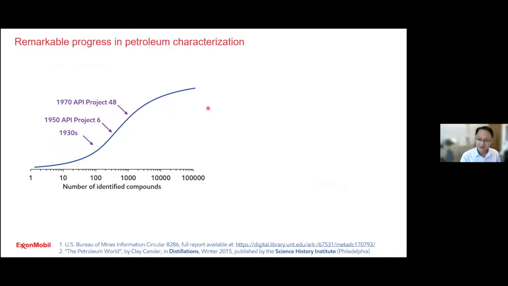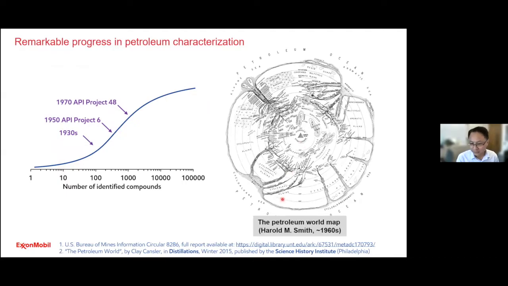So this is the petroleum world map made by Harold Smith around the 1960s. Instead of tabulating all the compounds characterized, he made this map from the low boiling point all the way to the very high boiling point of the petroleum ocean. You can see the capture. So this petroleum map captured the state of understanding up to the 1960s. You can see most of the compounds characterized are the lighter components. The heavier compounds are harder to characterize.